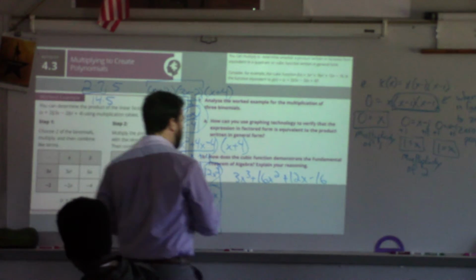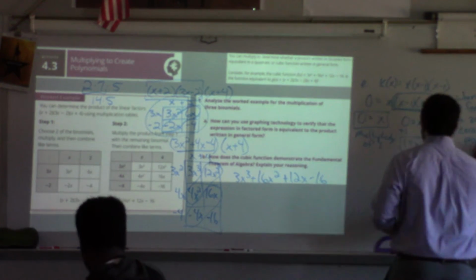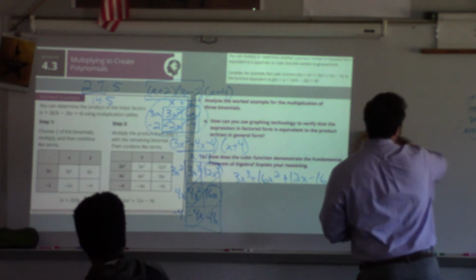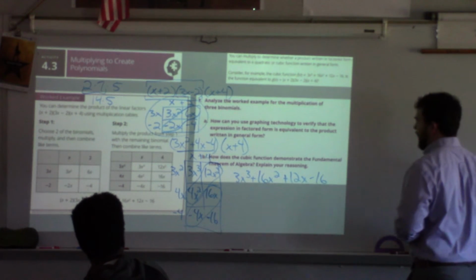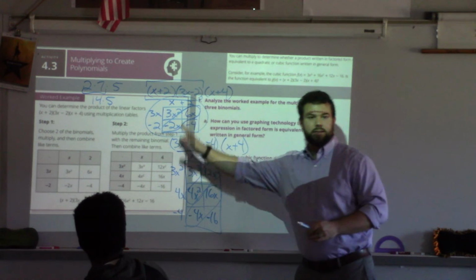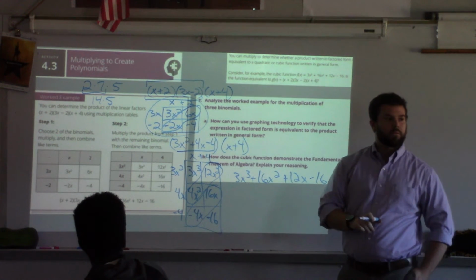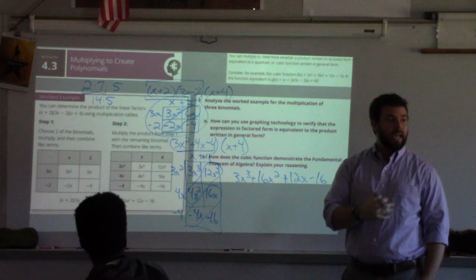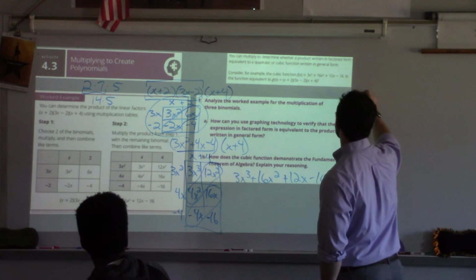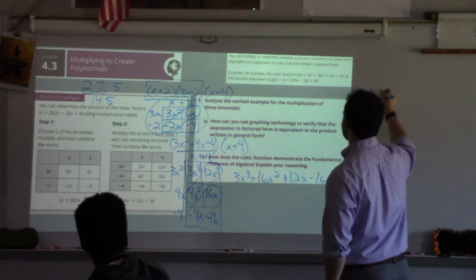But a quick note I want to make is this. You do not have to use that table. There's a D word that I kept using to describe what we're doing in this table. What are we really doing? We're just distributing. The table is a way to help organize the distribution. Personally, I'm never going to do it that way.